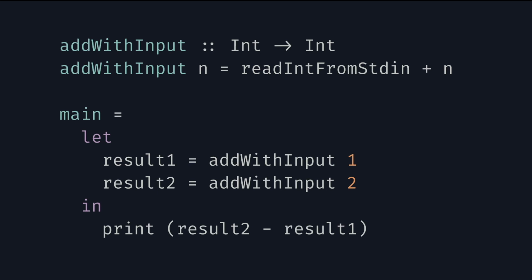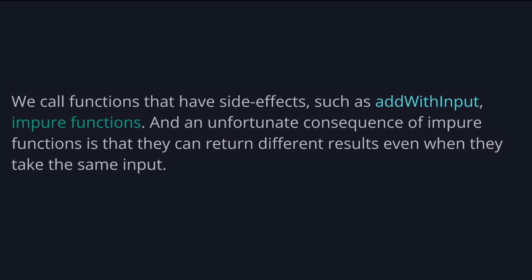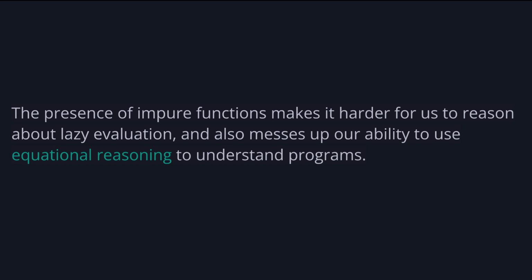Issues like this make lazy evaluation hard to work with in the presence of side effects, when the evaluation of an expression can affect or be affected by the outside world. This includes reading and writing from mutable memory, or performing input-output operations. We call functions that have side effects, such as add with input, impure functions. And an unfortunate consequence of impure functions is that they can return different results even when they take the same input. The presence of impure functions makes it harder for us to reason about lazy evaluation, and also messes up our ability to use equational reasoning to understand programs.